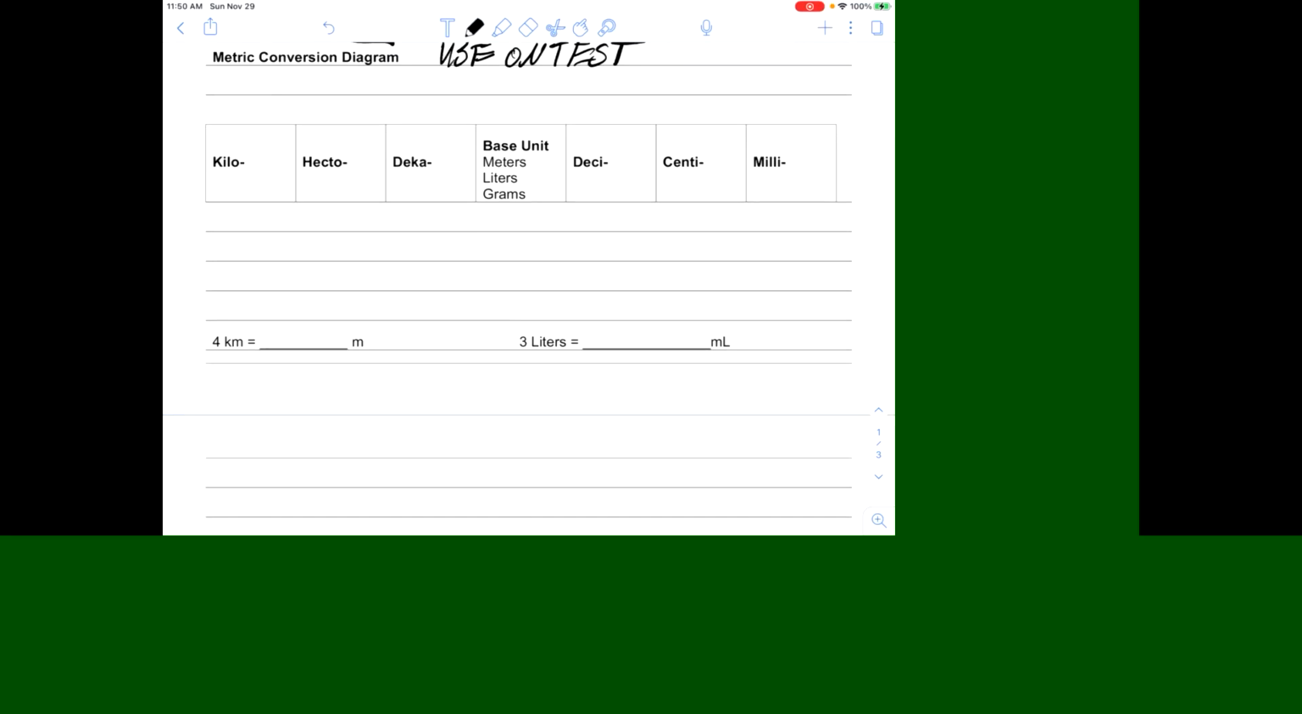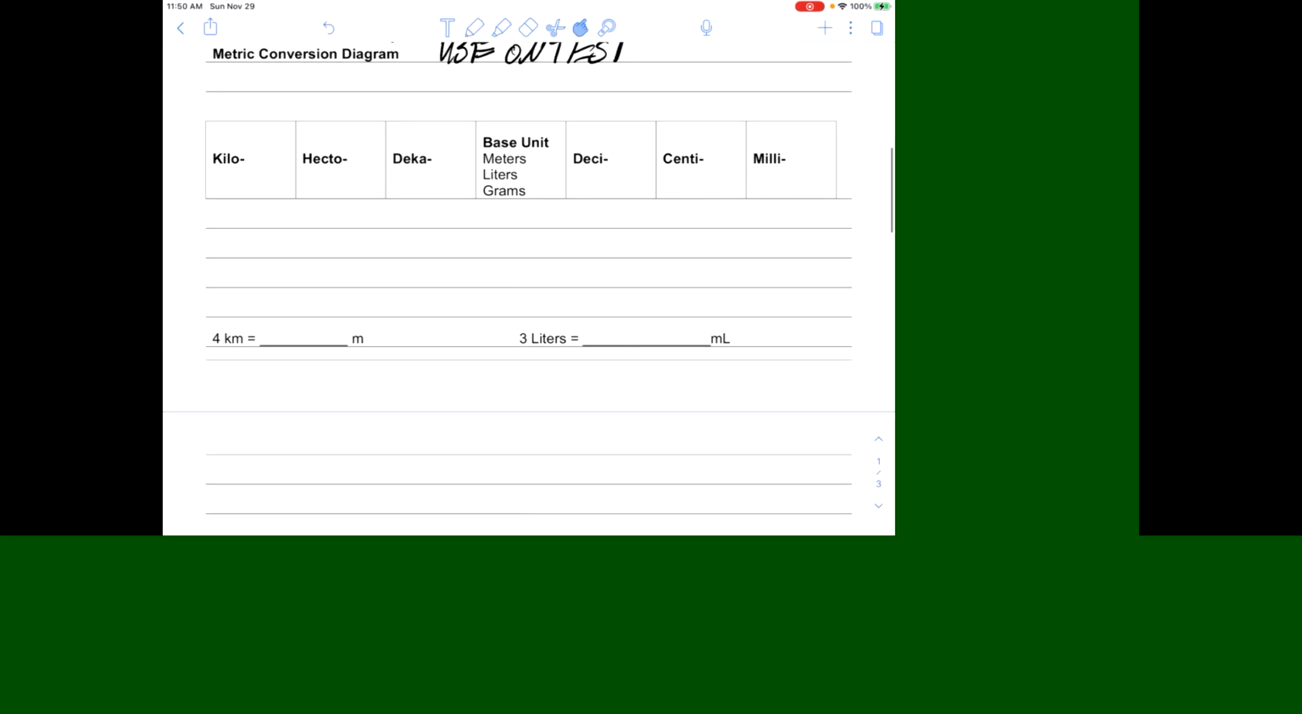So in the center here, I have meters, liters, and grams. Those are my base units. And then I have the prefixes. So the prefixes are kilo, hecto, deca, deci, centi, and milli. So you remember we had kilometers, kiloliters, kilograms, milliliters, millimeters, milligrams. All of these words, these kilo, hecto, deca, deci, centi, milli, those can go in front of any of our base units.